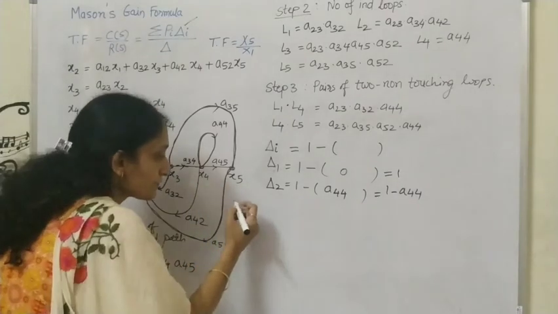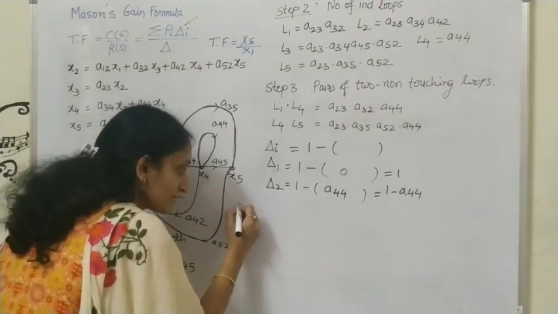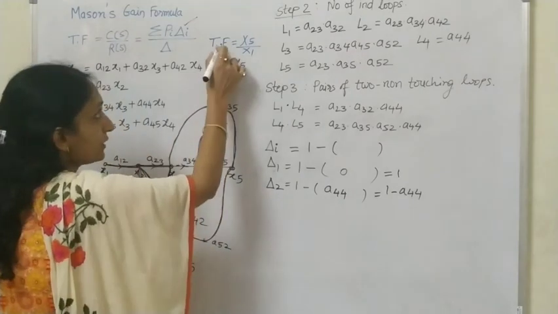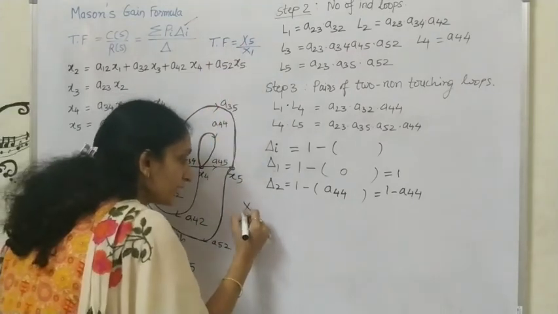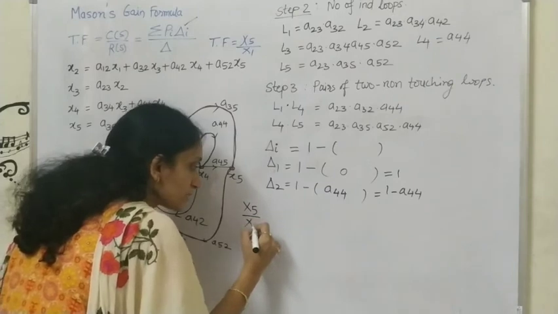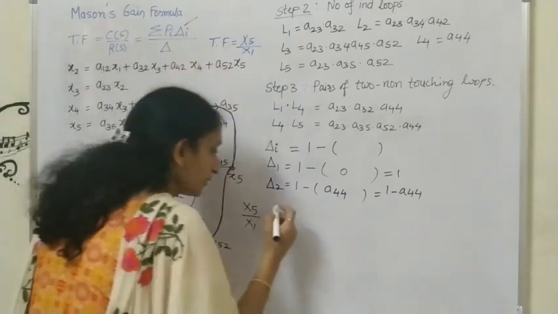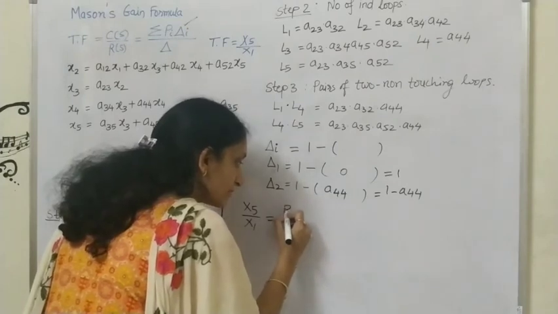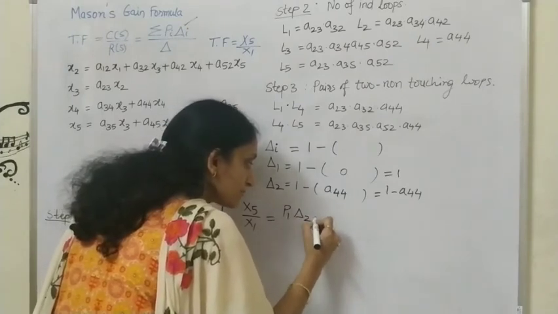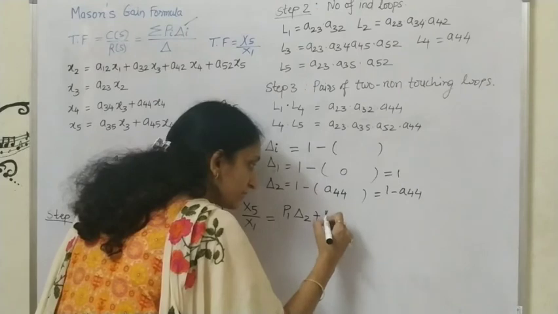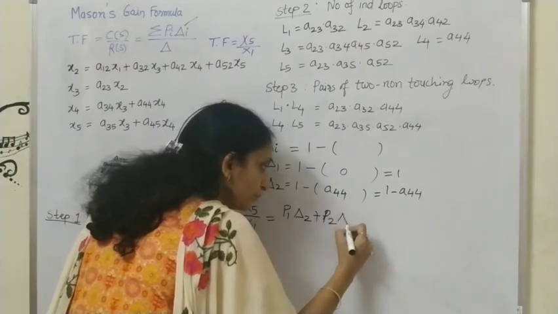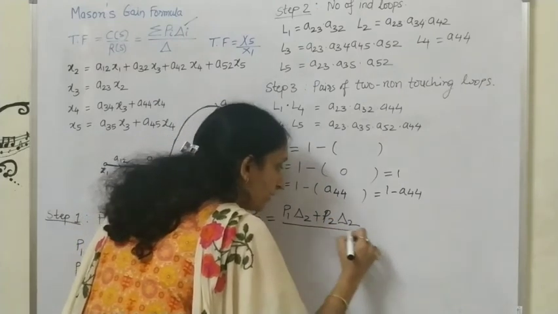So what is Mason's gain formula? The transfer function is equal to, now I am directly writing, x5 by x1 is equal to summation of Pi delta i. So I will write like this: P1 delta 1, as we know that two forward paths are there, plus P2 delta 2, upon delta.